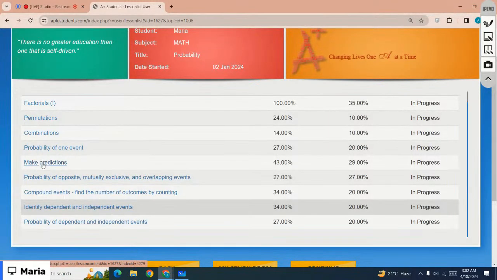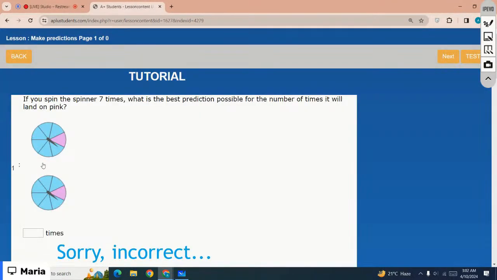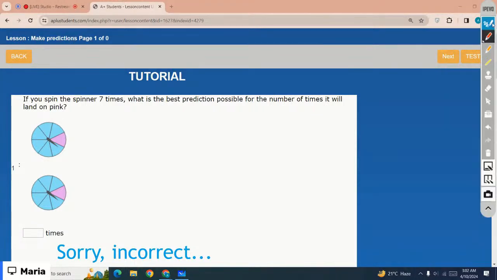The lesson we're going to start with is make predictions. If you spin the spinner 7 times, what is the best prediction possible for the number of times it will land on pink? Let's see what is the probability of pink first. You have only one portion pink out of 1, 2, 3, 4, 5, 6, 7. The probability of pink is 1 by 7. Got it? Because you have only one portion pink out of the 7.